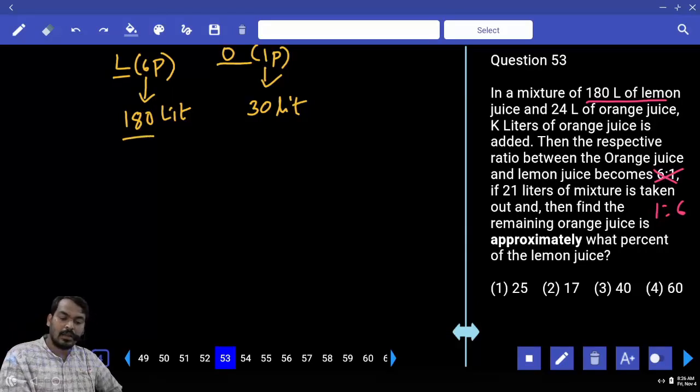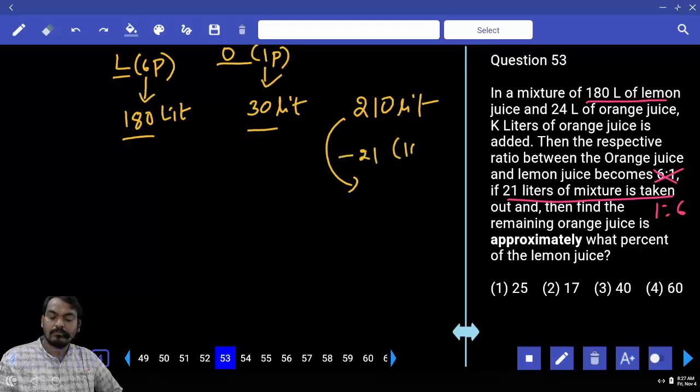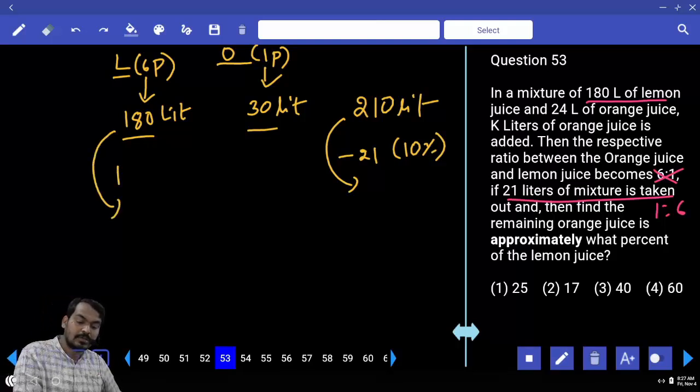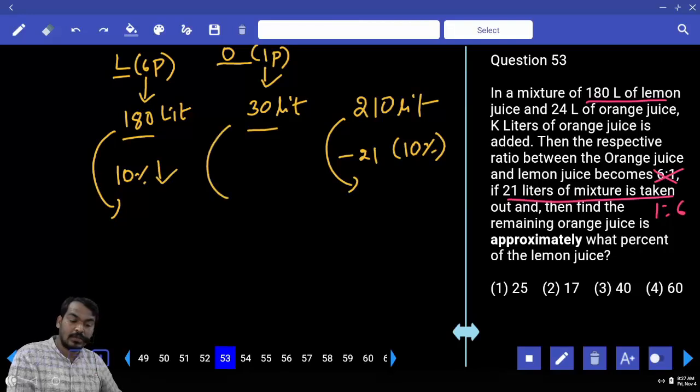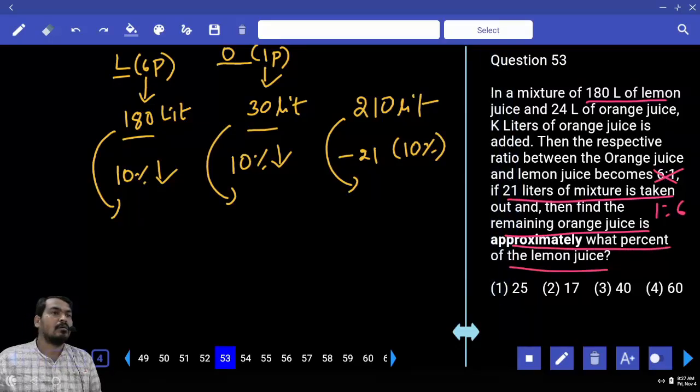Lemon is 180, orange is 30. Total mixture is how many liters? 210 liters. Out of 210 liters, how many liters of the mixture is taken out? 21 liters. 21 is what percent of 210 liters? 10% or no? Yes or no? Mixture 10% is removed means lemon also 10% is removed. Orange also 10% is removed or no? Yes or no? What is the question here? Then find the remaining orange is approximately what percentage of which one? Lemon juice or not?